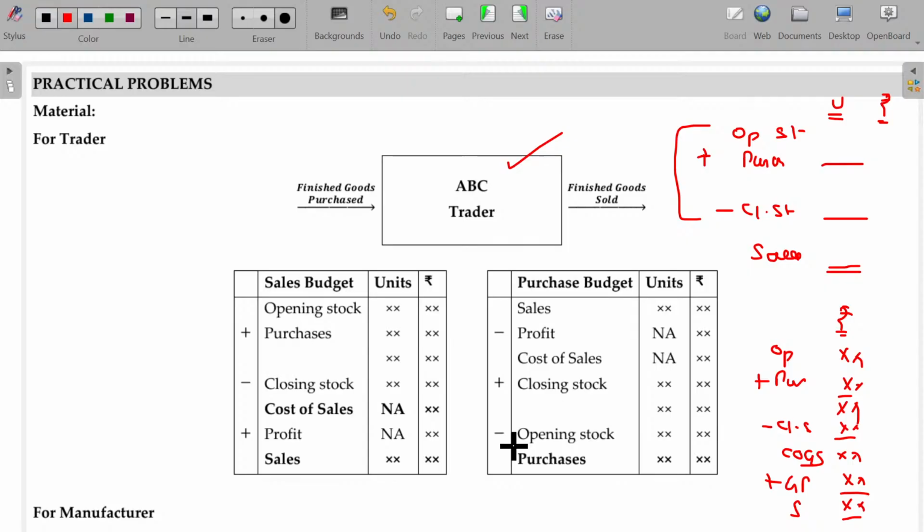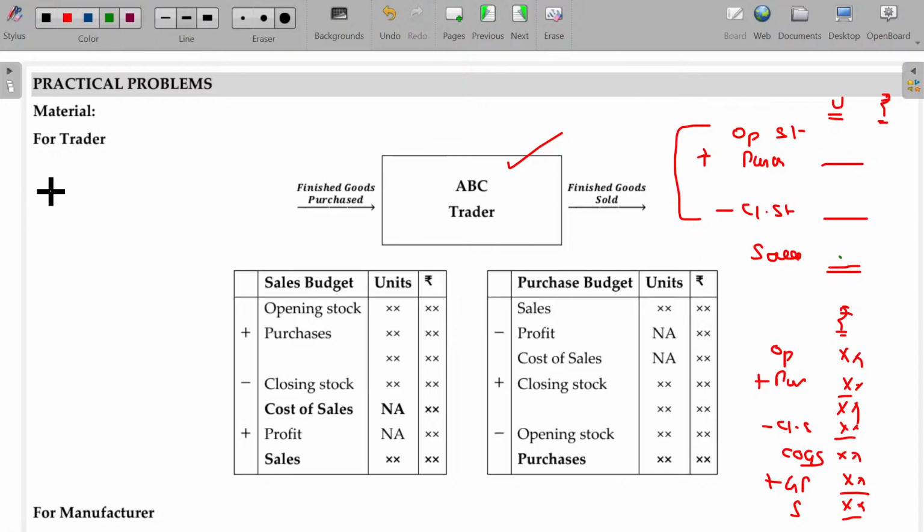Sometimes you may be asked in another way. Purchase budget. In case of purchase budget, you prepare the same way, calculating the missing data. But as a customary practice, whatever budget is supposed to be prepared, that requirement will be the last line. See here, sales is the last line. Opening stock plus purchases minus closing stock is sales, which means sales budget. In case of purchases budget, purchases should be last.